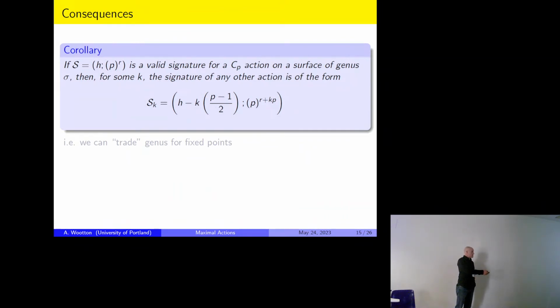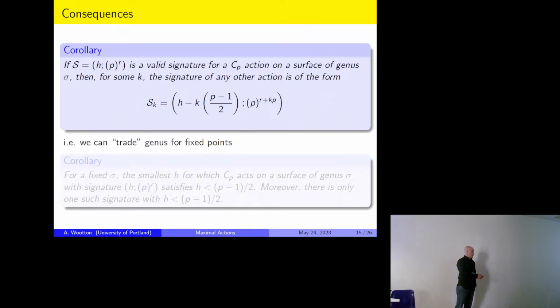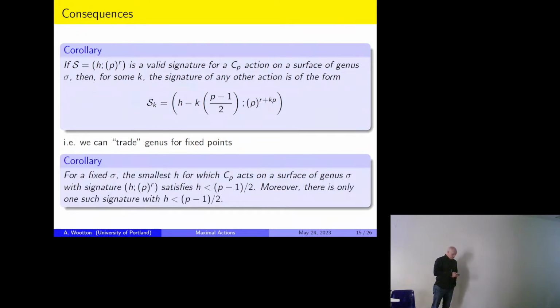Okay? So in particular, it gives us this complete list of possible signatures. Every possible signature of a cyclic prime action. Once you've found one, every other one can be recovered just by subtracting off genus and adding fixed points, or vice versa, subtracting off fixed points and adding genus. So we can trade genus for fixed points. But what's more important for my case is the following.